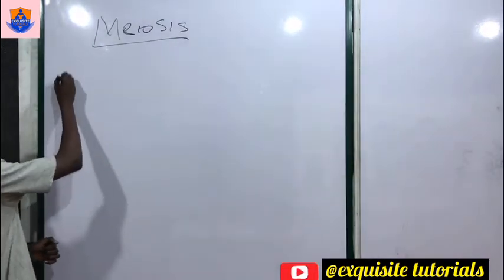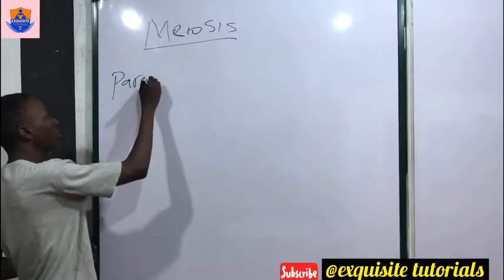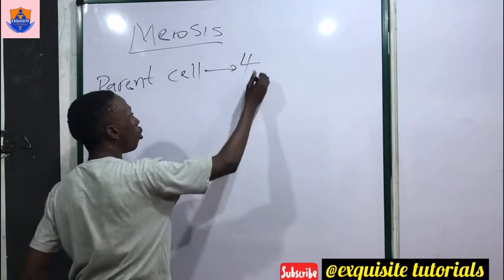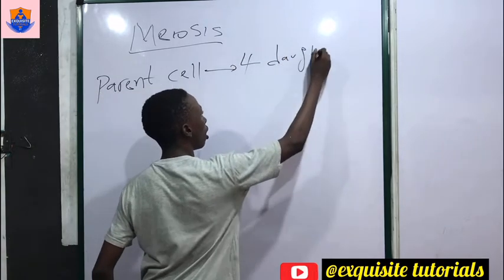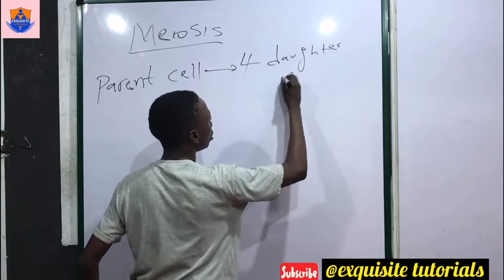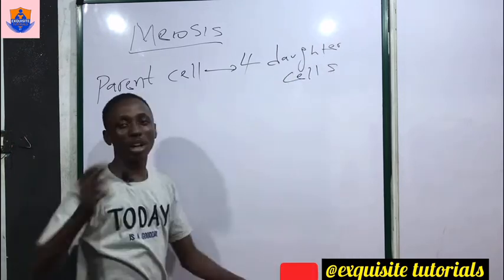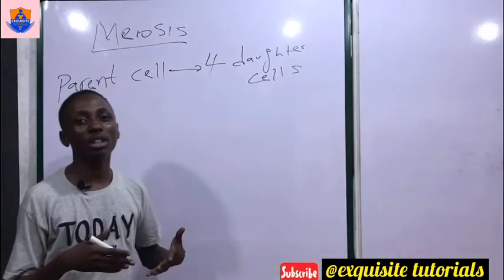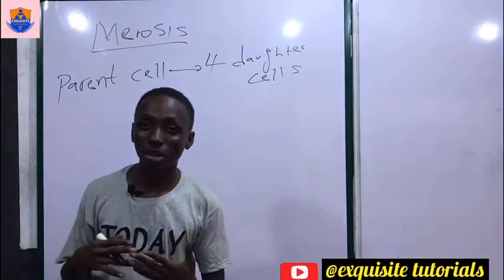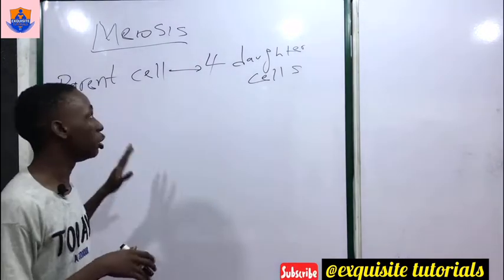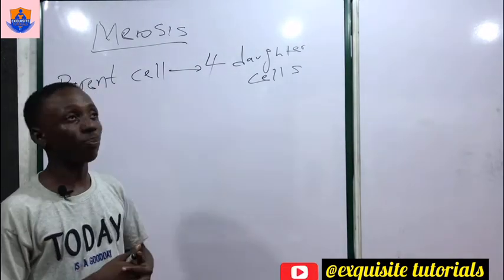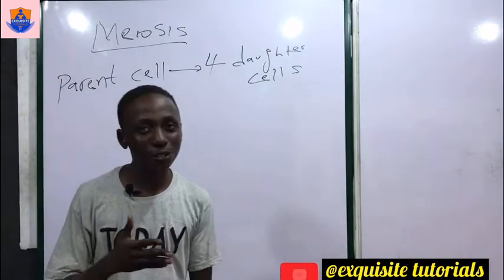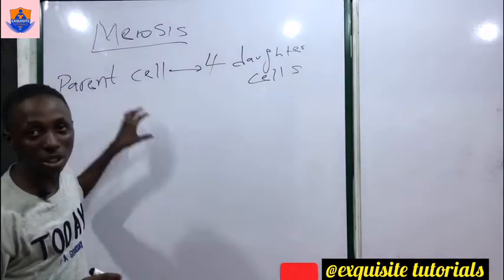That means the parent cell gives 4 daughter cells. Now remember that in mitosis we said the number of chromosomes in the parent cell is equal to the number of chromosomes in the daughter cells, but that is not the case in meiosis. In meiosis, the number of chromosomes in each daughter cell is half the number in the parent cell.